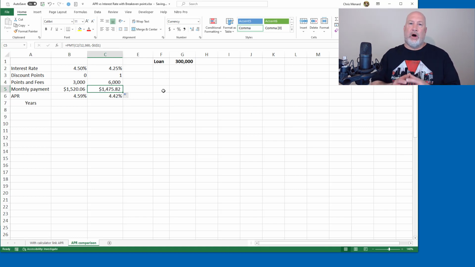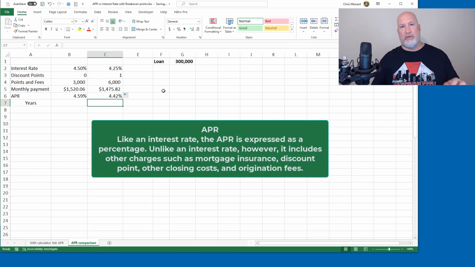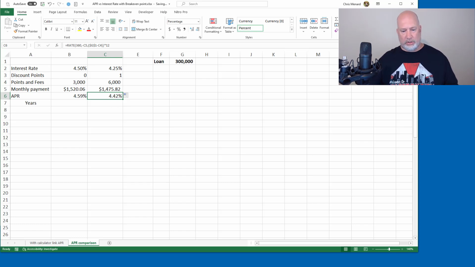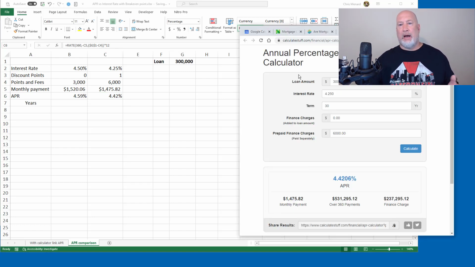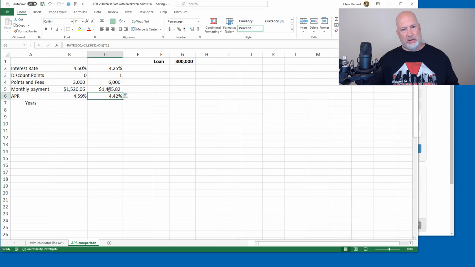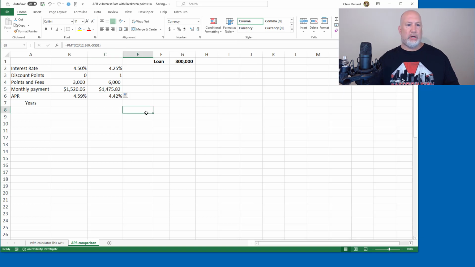So obviously the lower interest rate brings in the lower monthly payment. I have already calculated the annual percentage rate, which is almost always higher than the interest rate. So this is almost like the true cost of getting this loan. Just to test this 4.42, I pulled up an APR calculator. I put in the exact same numbers I have here. There is your 4.42, monthly payment 1475.82. So there you go. So my numbers are correct.